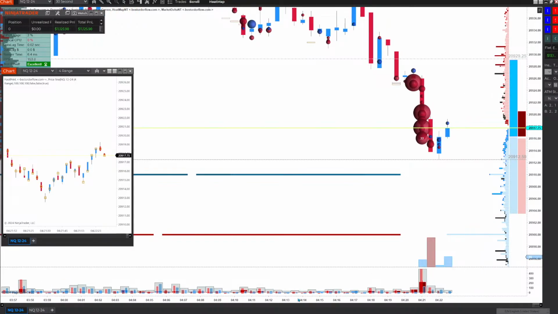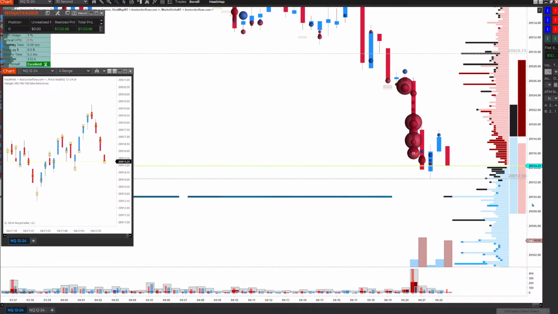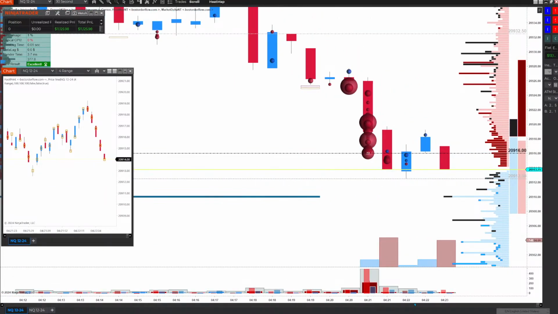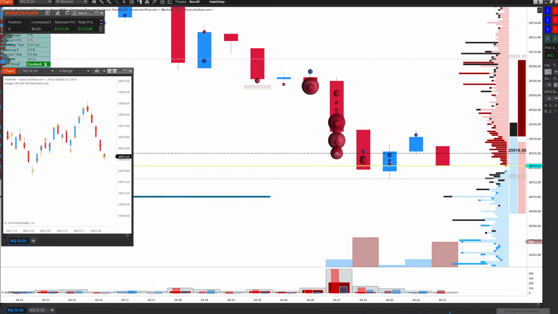Did you ever trade the Delta 2 indicators? That's what I enjoy. Delta 2 pulling and stacking is really something.